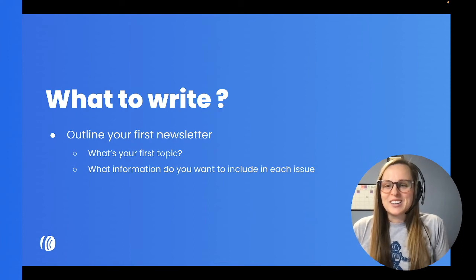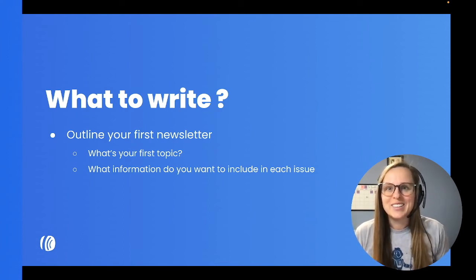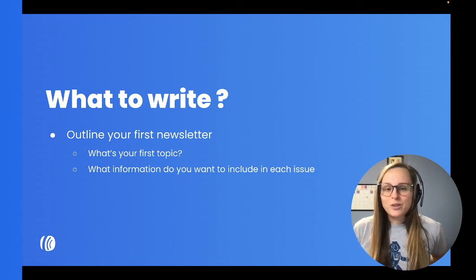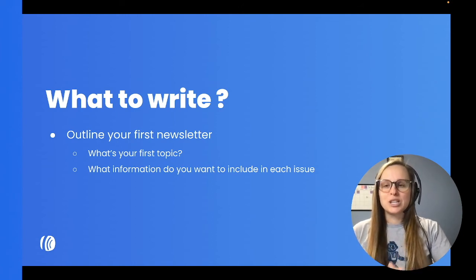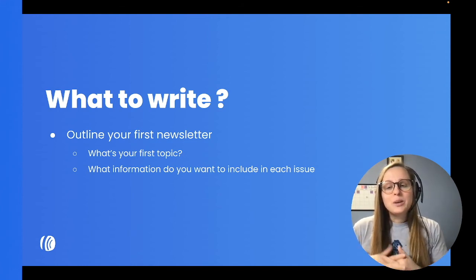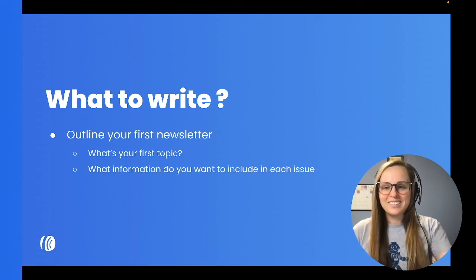Outline your first newsletter, right? This is what you want to send out all the time. Go ahead and make that sample. What's the first topic you want to use? What information do you want to include in each issue? Start working out what that first newsletter looks like and use it as an example to start sharing with people what kind of content they're going to receive. And you don't need to be worried about if it's the perfect topic. You can always share this message again in the future.